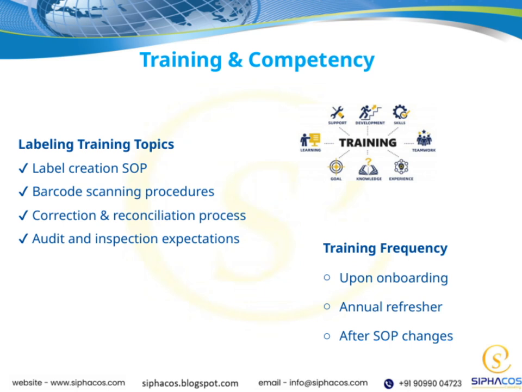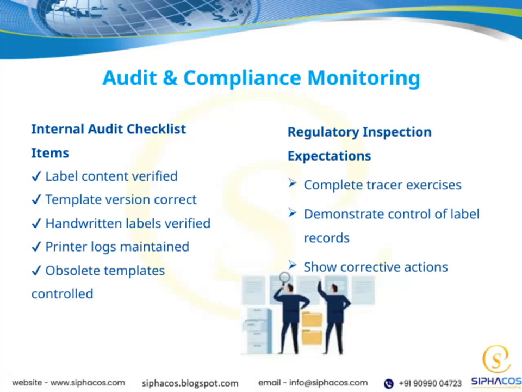It's essential to be familiar with the correction and reconciliation processes, so any errors can be promptly identified and corrected to maintain data integrity. Finally, understanding audit and inspection expectations is vital. This ensures that everyone knows what auditors will look for and how to prepare for inspections, helping us maintain compliance and operational excellence. Overall, these training points are designed to strengthen our team's skills and uphold the quality standards that support our overall goals.